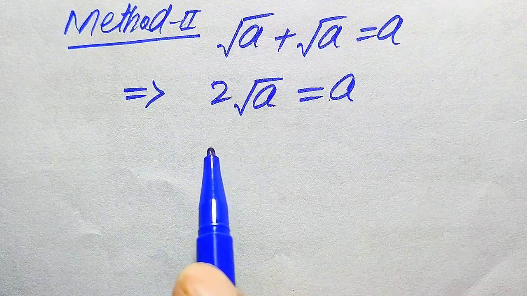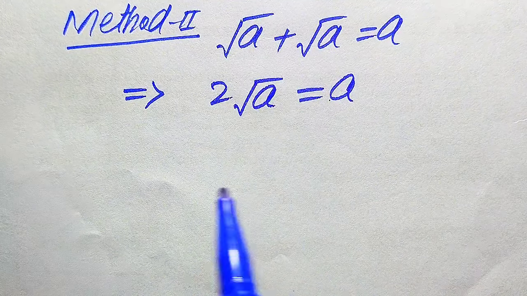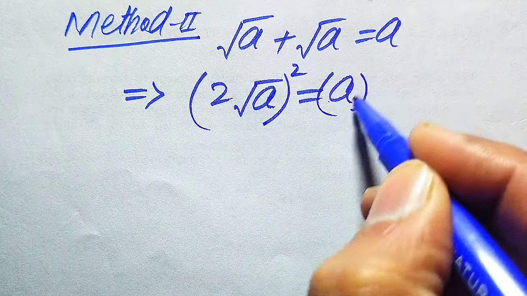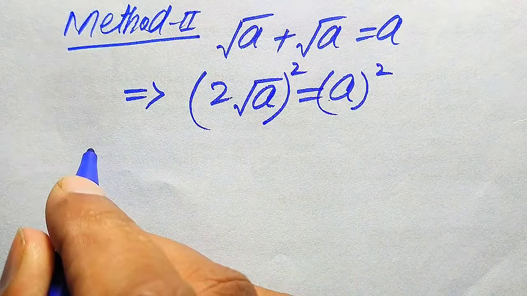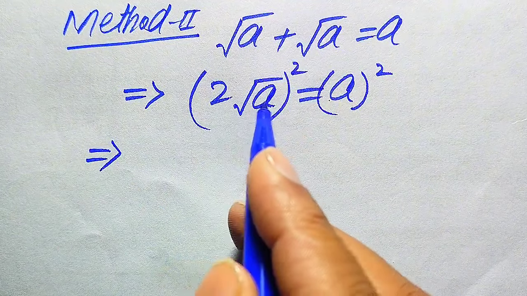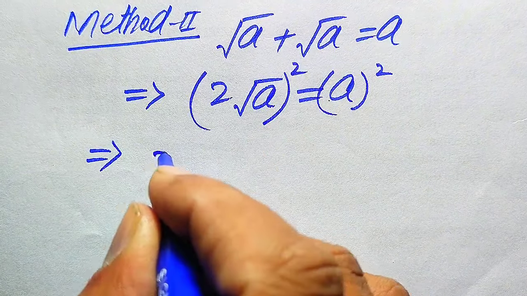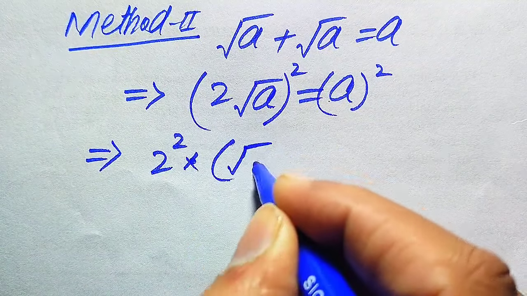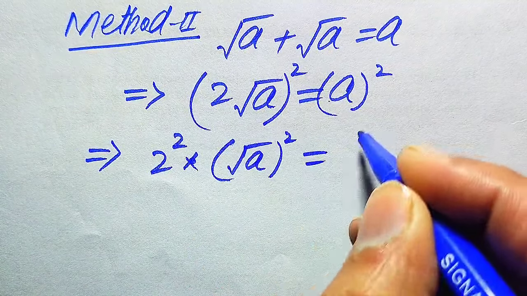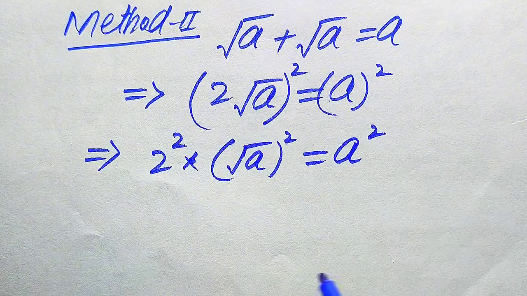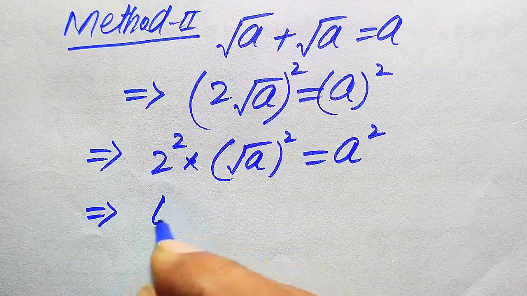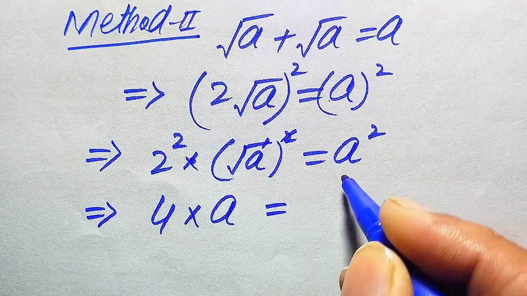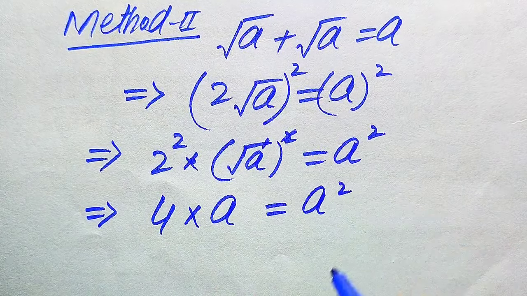And here we need to remove the square root sign from the left hand side. For this we need to take squaring on both of the sides. So now in the next step we need to apply the square separately on both of these two values, and it becomes 2 squared multiplied by square root of a and its whole square is equal to a squared. And now you see that 2 squared becomes 4 and the square and square root are gone, and we get 4a equals a squared.